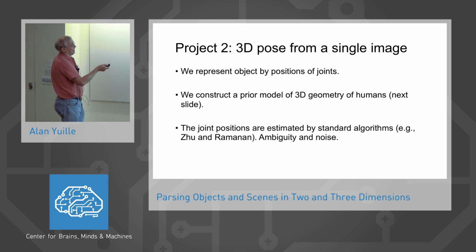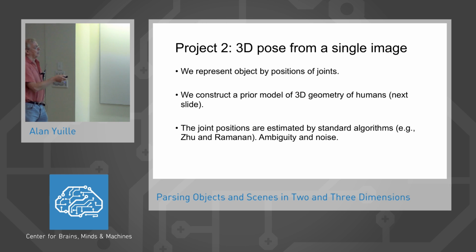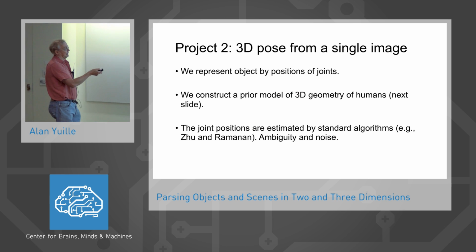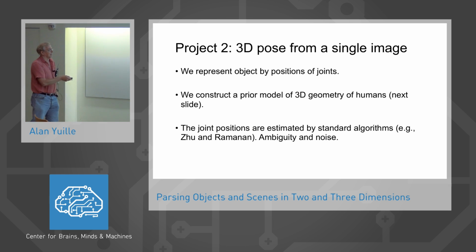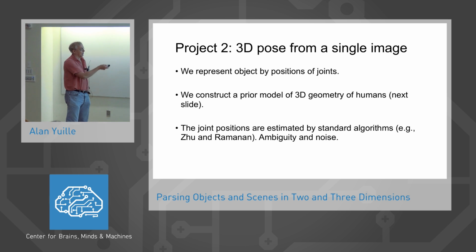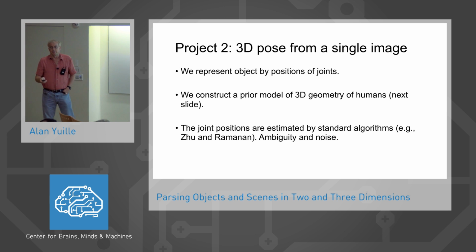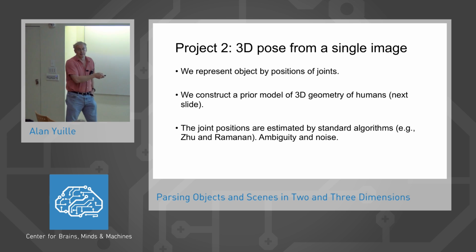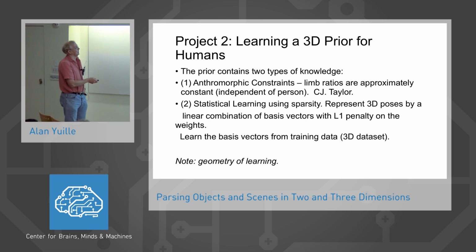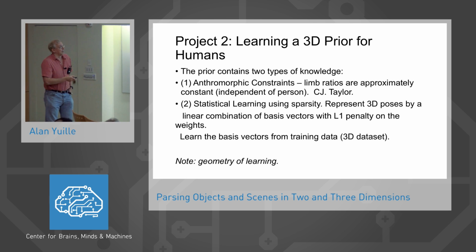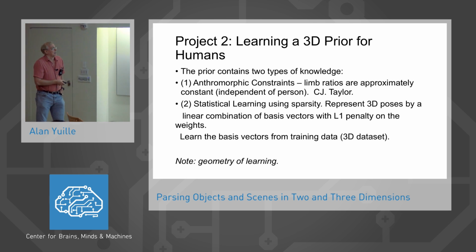Okay, so representing the object by positions of joints, you construct a prior model of 3D geometry in the next slide, and then the joint positions are estimated by standard algorithms. Zhu and Ramanan is one, and they do quite well on certain data sets, but there's certainly an amount of ambiguity and noise involved. So, learning a 3D prior for humans.